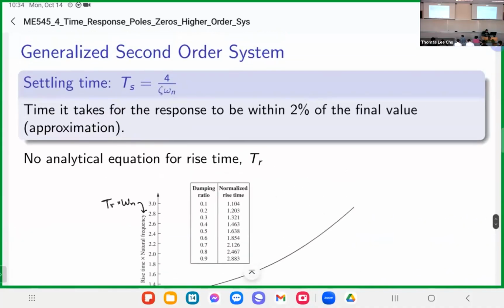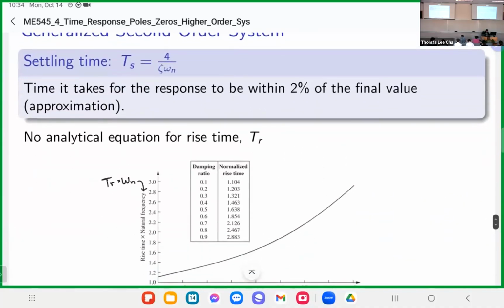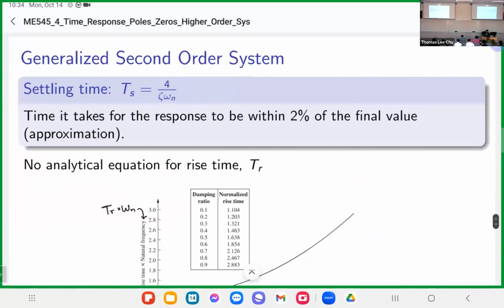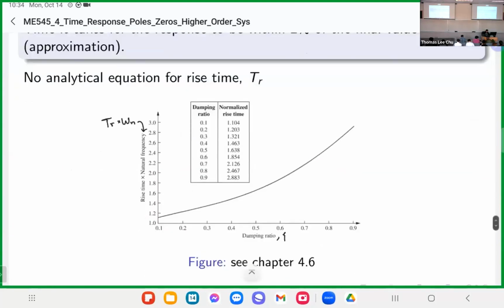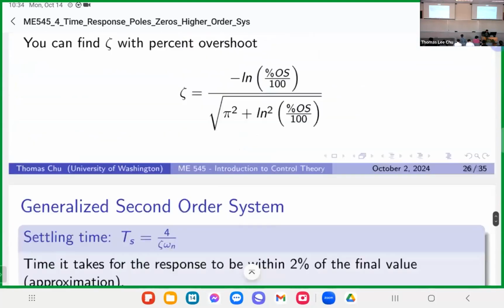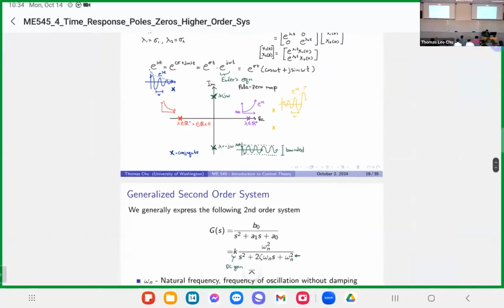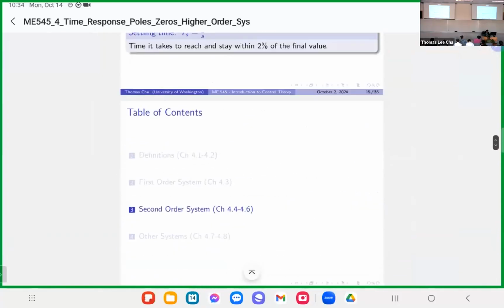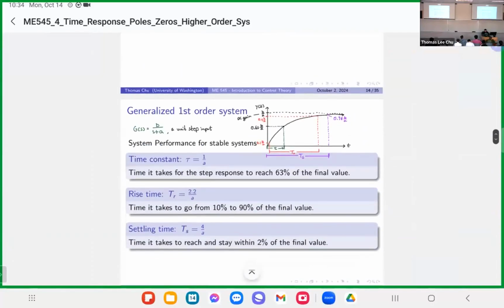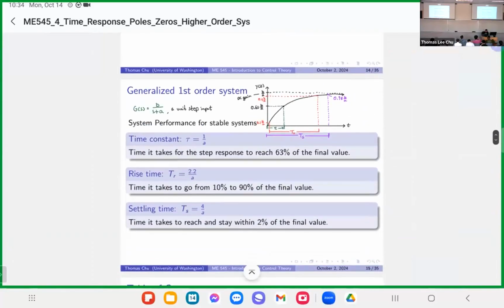Okay, so on Thursday we finished some general definitions on generalized second order systems, and we're going to be moving on to higher order systems. Maybe to just recap real quick on first order and second order systems. First order systems have this decay response where it's only an exponential decay or exponential growth. In the case of exponential decay, these are the definitions for it, where you have the time constant, rise time, and settling time.